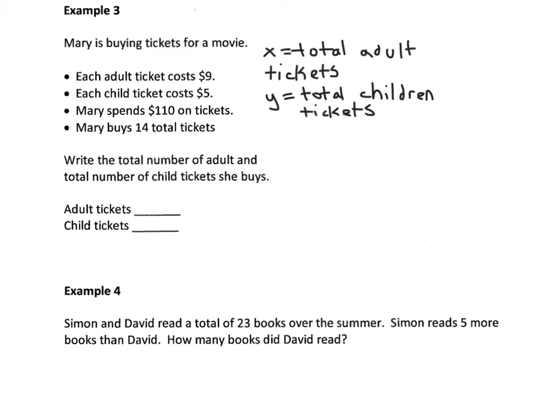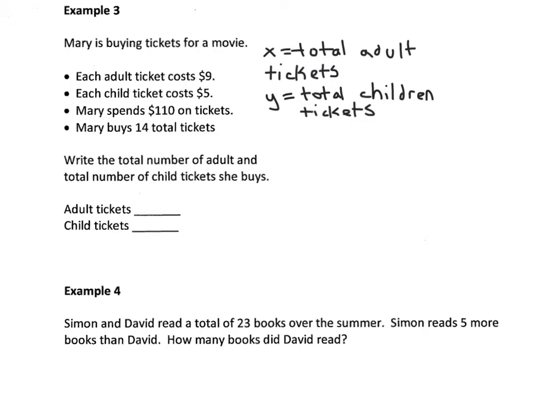All right, so for this question, you need to read it over. Note that Mary is buying tickets for a movie and she is spending money on adult tickets that cost $9 and children tickets that cost $5 a piece. She spends a total of $110 on the tickets and she buys 14 total.